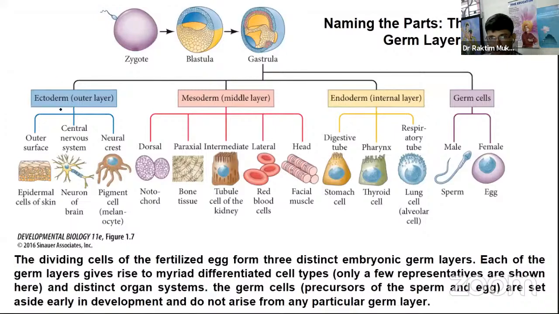And this is the diagrammatic overview. Ectoderm or outer layer will give rise to the outer surface, the central nervous system, the neural crest. The mesoderm or the middle layer will give rise to dorsal structures such as the notochord, the paraxial or the bone tissue, the intermediate mesoderm, the lateral mesoderm, and various types of mesoderm. The endoderm gives the internal layer of the digestive tube, the pharynx, the respiratory tube. And directly from gastrula you get the germ cells, that is the male and the female pronuclei, the sperm and the egg.